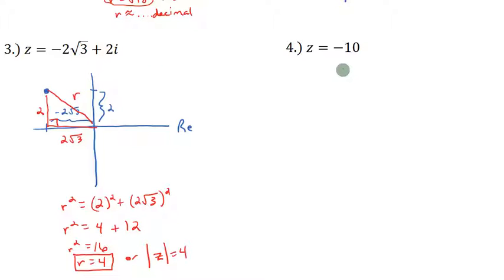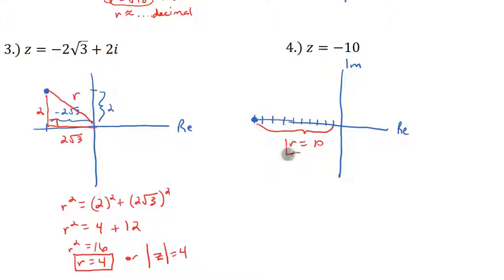And lastly, we have negative 10, which goes to negative 10 on the real axis. So I go back 10 units, 1, 2, 3, 4, 5, 6, 7, 8, 9, 10. My point's right there. My imaginary is 0, so I don't move up or down. And so r, or the modulus of z, is 10. Again, no triangle to calculate that. No Pythagorean theorem. And that's all there is to the modulus of a complex number.